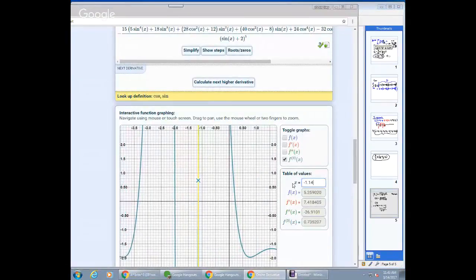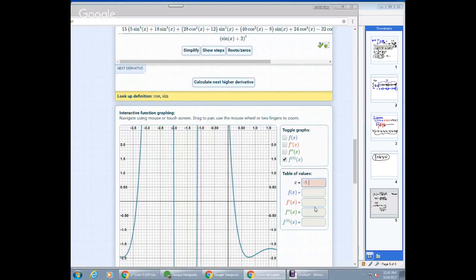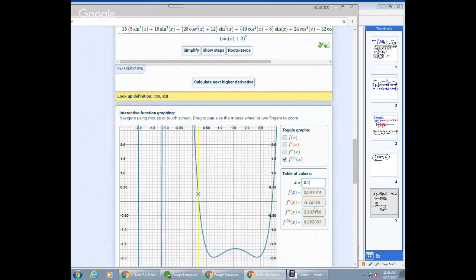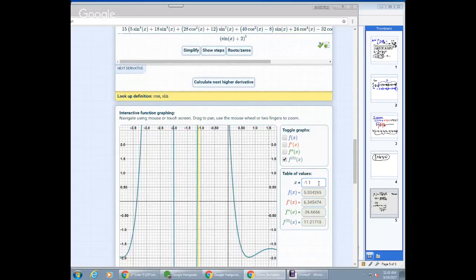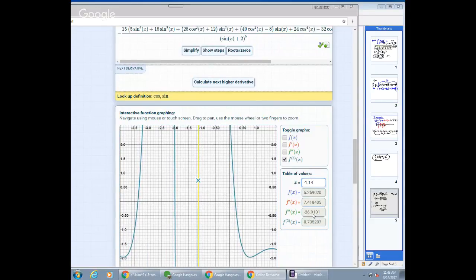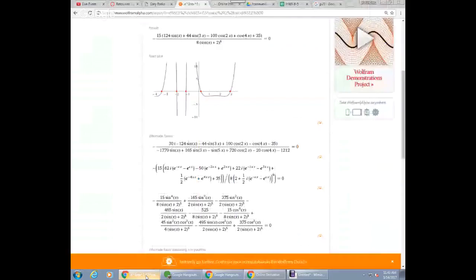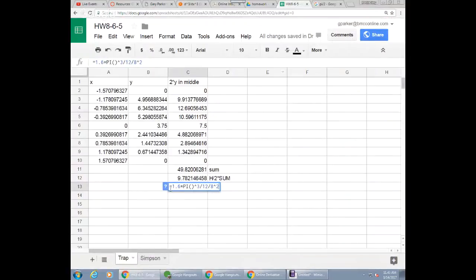Negative 1.14 gives me, ooh, check that out. It's about 26.9-ish, 27. What was the other one? Positive 0.222. That one's about 2. Okay, so for us, it's that other one, negative 1.14. So I way underestimated. It's more like 27 instead of 1.6. Let's see, where'd that go? Oh, wow. That's quite a bit different too. Pi cubed.